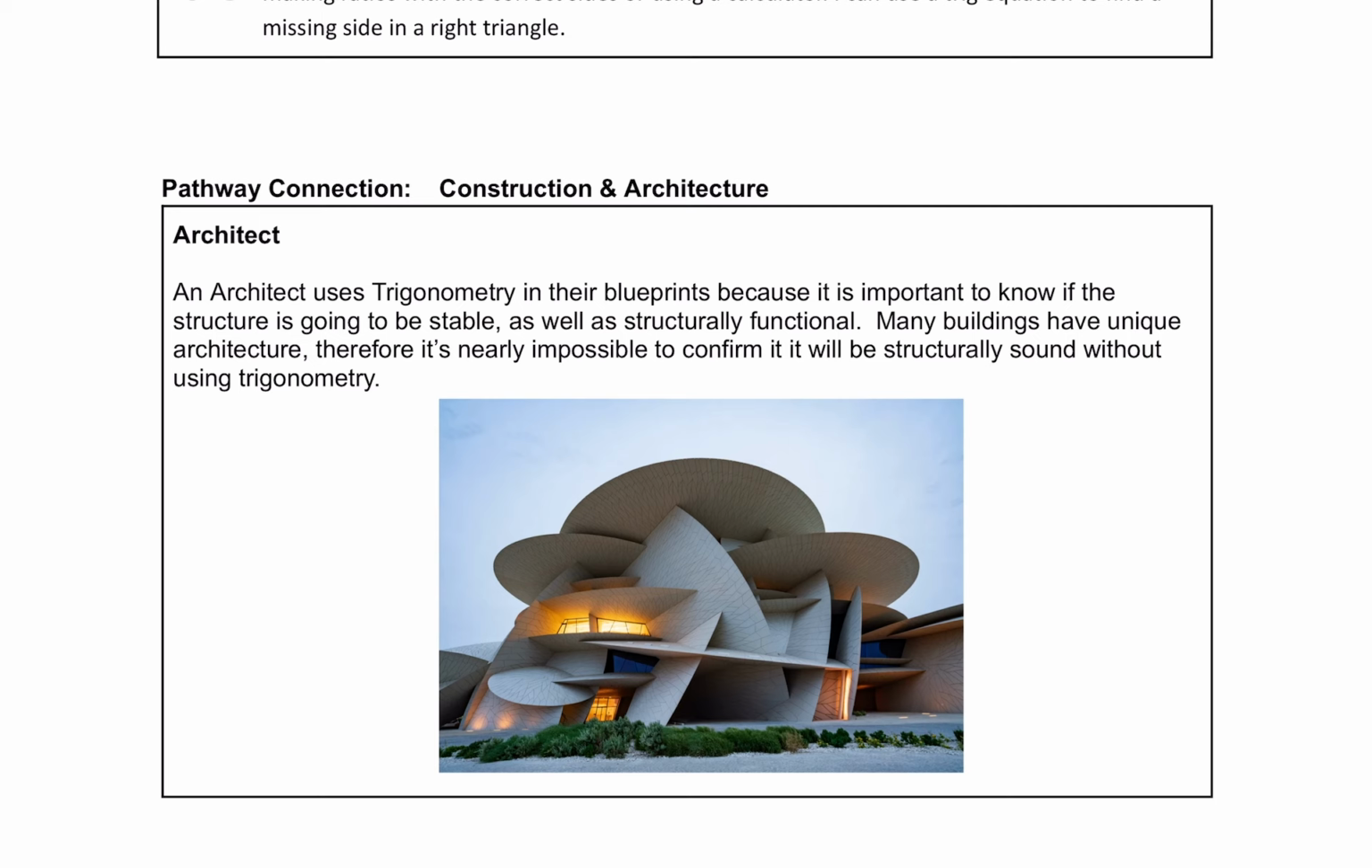Okay, so trigonometry is going to be used in all these blueprints because even though there's tons of shapes going on in this house or picture, we can find triangles all over the place. And if we use trig, we can make sure that they're built solid and they're not going to collapse.